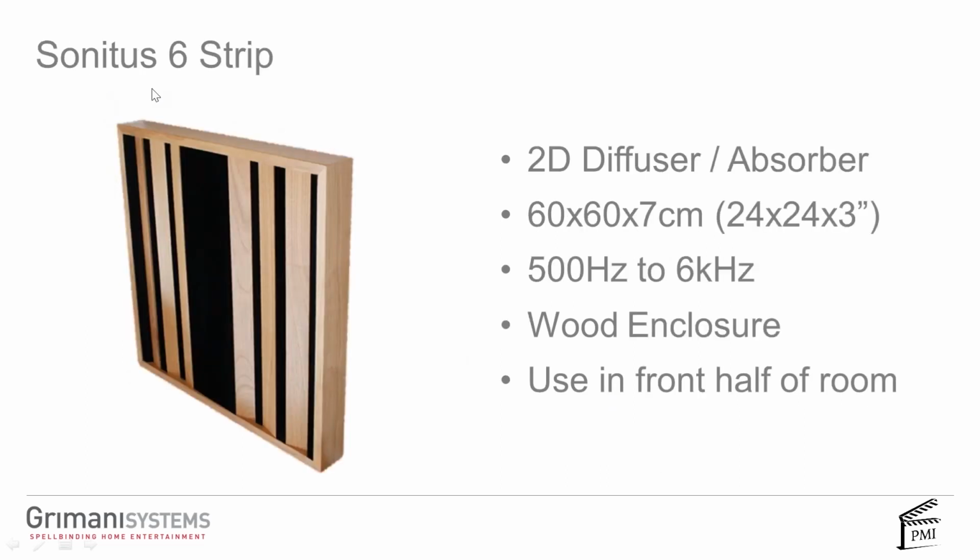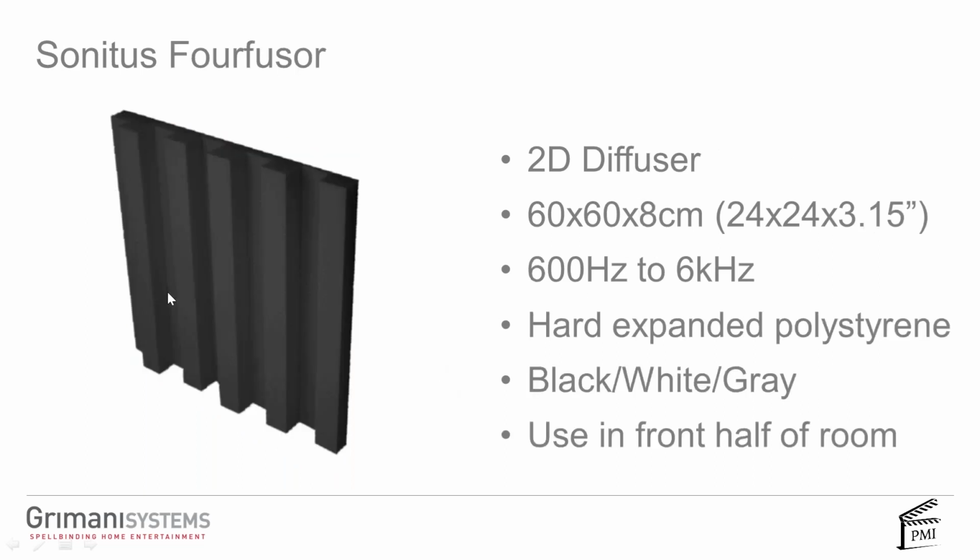Under the Sonatus line, we also have what's called a 6 strip, which is a 2D diffuser with an absorber core in the middle. It works, actually that is wrong. That's the range where the absorption works. The diffusion works from 2 kilohertz on up. We also have this thing called a 4-fuser, which is very cost effective. It's actually hard expanded polystyrene with an acrylic coating on it. Very, very low cost, works pretty well.